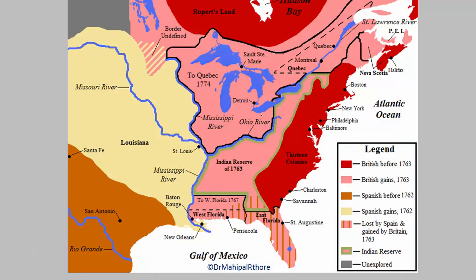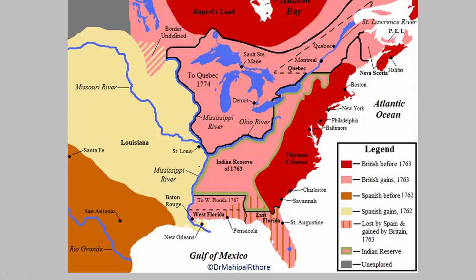After the Seven Years' War, all the territory east of the Mississippi River was given to Britain by France. So you can see this pink colored area, this is now controlled by England. And west of the Mississippi, this was given to Spain. So basically France's rule in North America was almost over. They were nowhere in power.